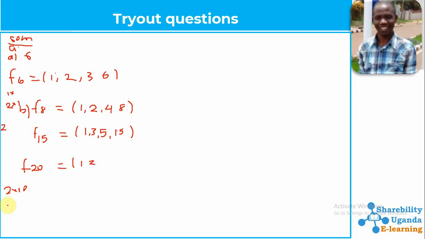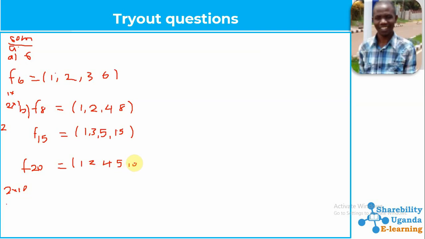Which other number can we try? If we try our 3, which other number can multiply by 3? Which other number can multiply by 4? When you say 4 times 2, 4 times 3, 4 times 4, 4 times 5, yeah, 4 times 5 we get 20, okay? So we shall have these numbers ready with us.